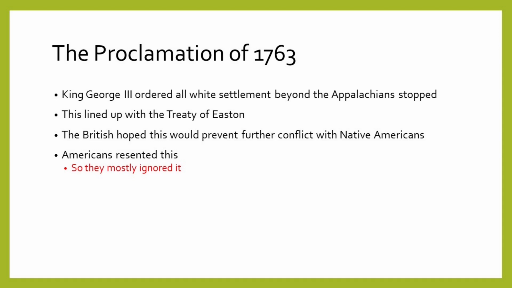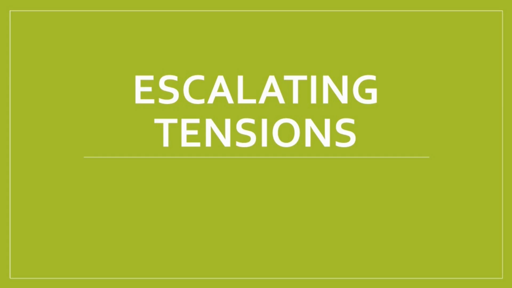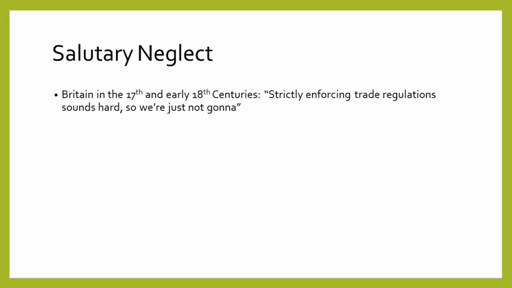Now, up to this point, the British government had largely followed a policy of salutary neglect, which is a fancy way of saying that as long as the colonists basically did what the Crown wanted, the British wouldn't worry too much about enforcing all of the specifics of their trade regulations, like the Navigation Acts. This long period of relative autonomy led Americans to develop a tradition of self-governance, placing far more trust in their own local governments than they did in the larger British government.